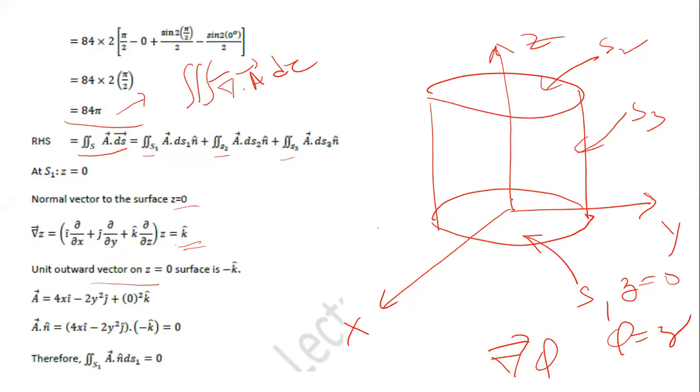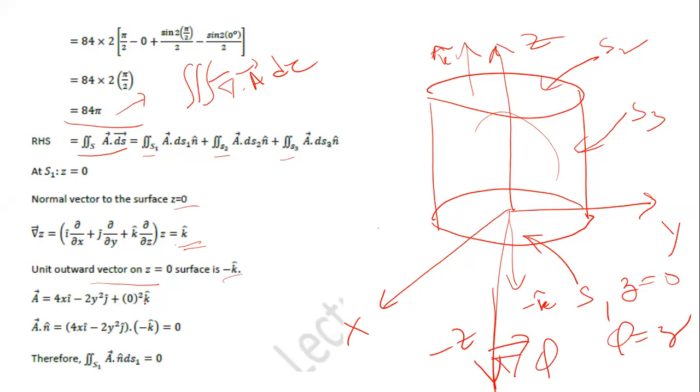Outward means this is the volume you enclose, so the outward normal to this will be along the downward direction. The unit normal along the positive z axis is your k cap. The unit normal along the negative z axis will be minus k cap, right?